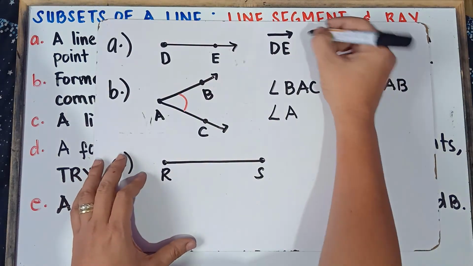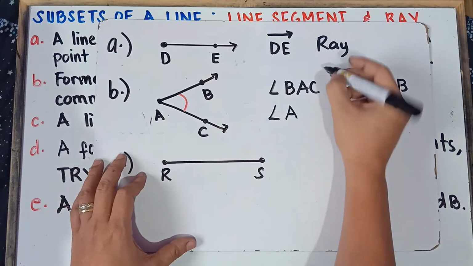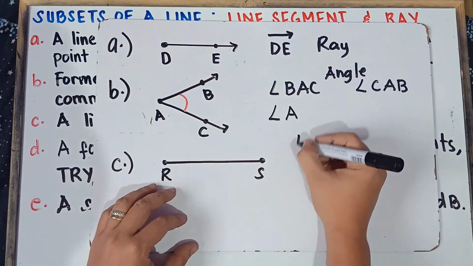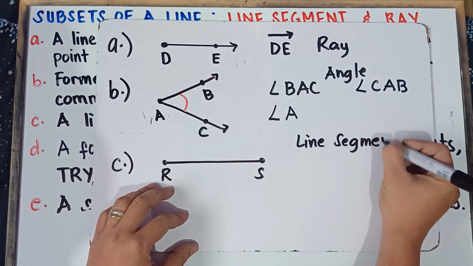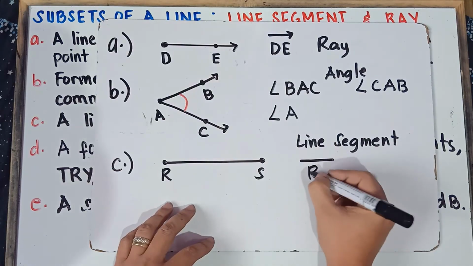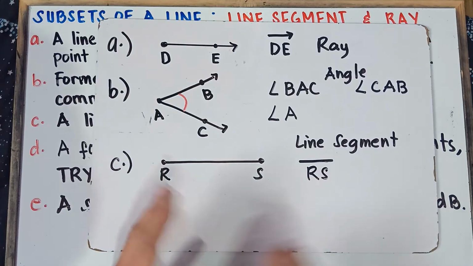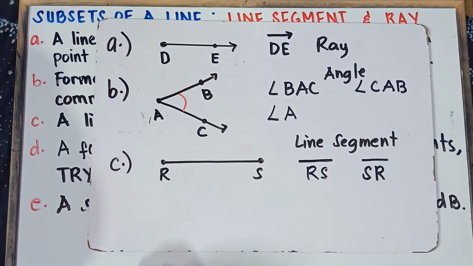So this one, for letter A, that would be ray. This one, for letter B, this is angle. So, for letter C, this will be line segment. Alright, or we can name this one line segment RS. It's just a bar on the top, class. It means line segment, RS or SR. This is just the same, class.